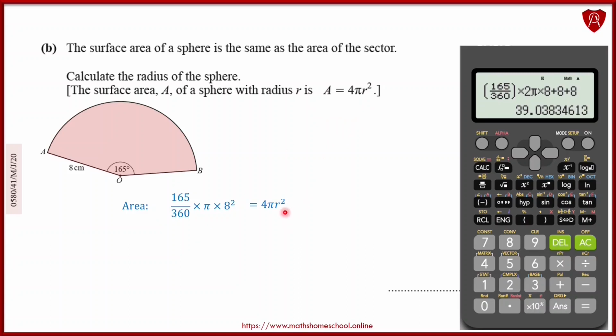We equate that to the surface area of the sphere. Pi will cancel out, and this is the resulting expression. Divide both sides by 4, and we have r squared on its own side. Since we need r, we take the square root of both sides.